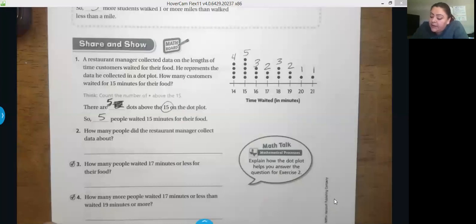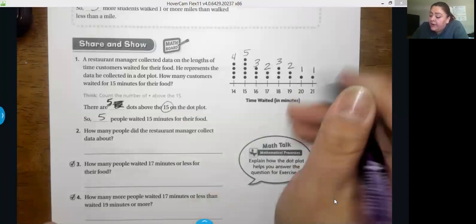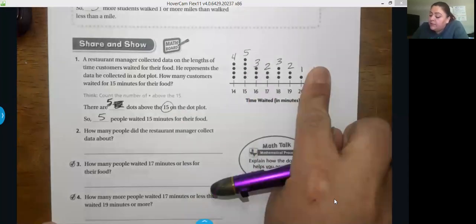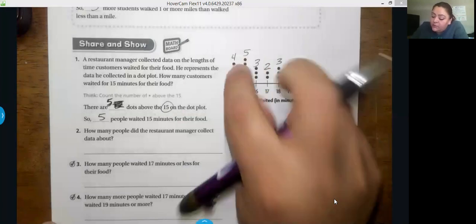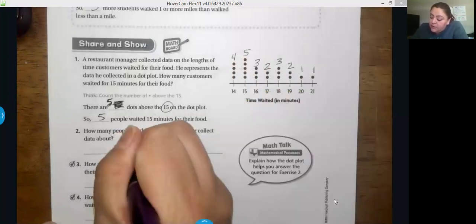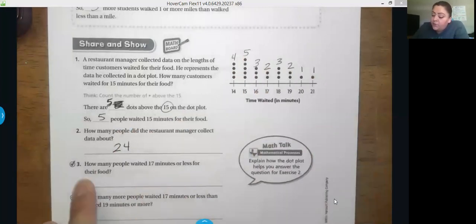So that means we need to add the total together. So I actually already counted these here. We're 15. So let me add 5 is 20 plus 4 more is 24. 24. Number 3, how many people waited 17 minutes or less for their food?